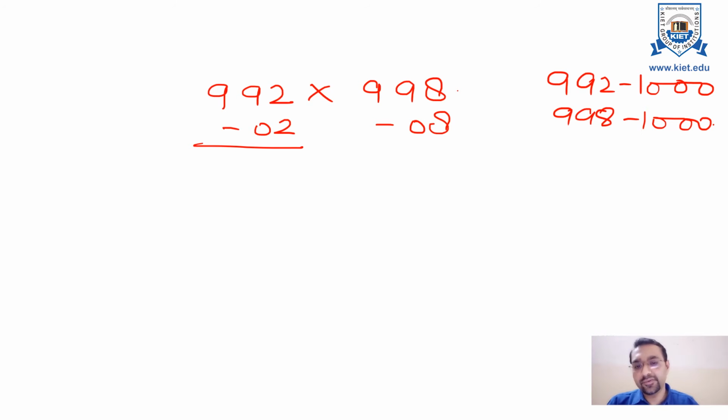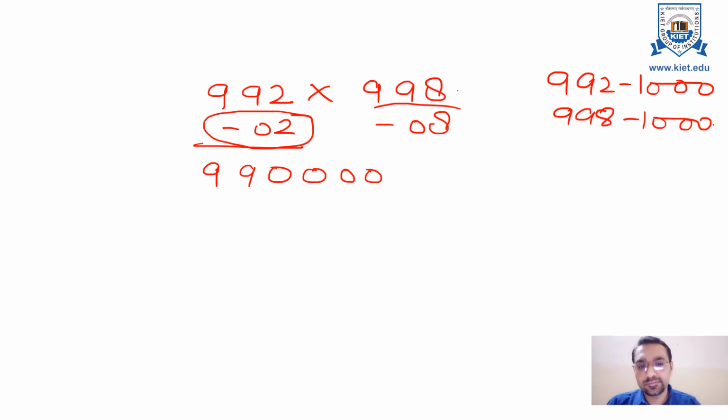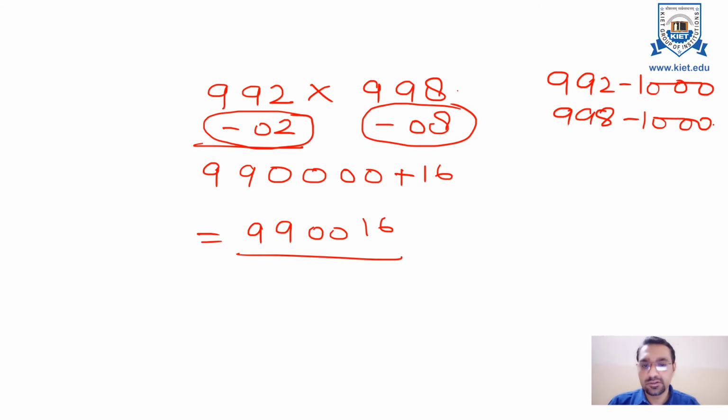Now you have to add these two numbers, so this will give you 990. Thereafter you have to multiply by 1000, so simply add the three zeros. Thereafter you have to take the product of these two numbers, so minus 2 and minus 8 will give you 16, so add the 16. So your answer comes to be 99016. Okay, so this will be your answer. You can check with the calculator.